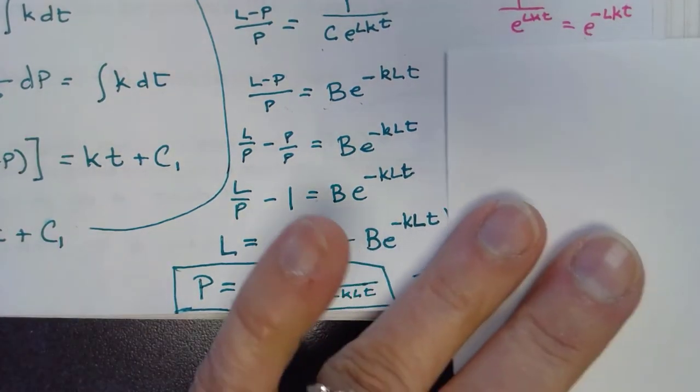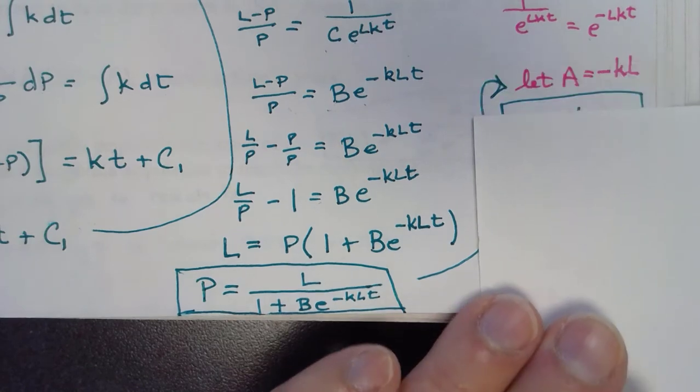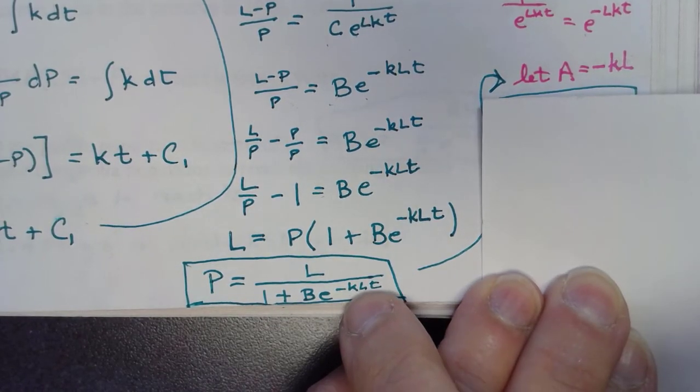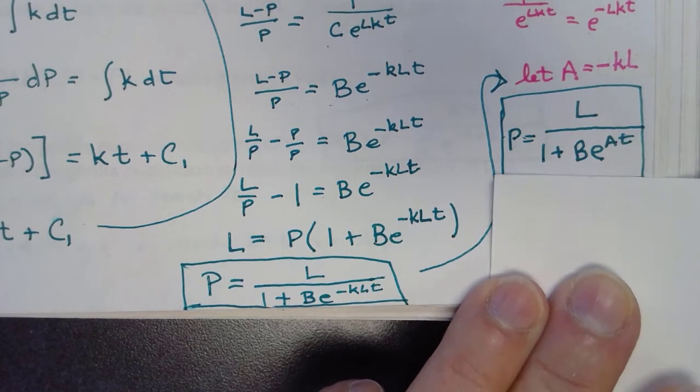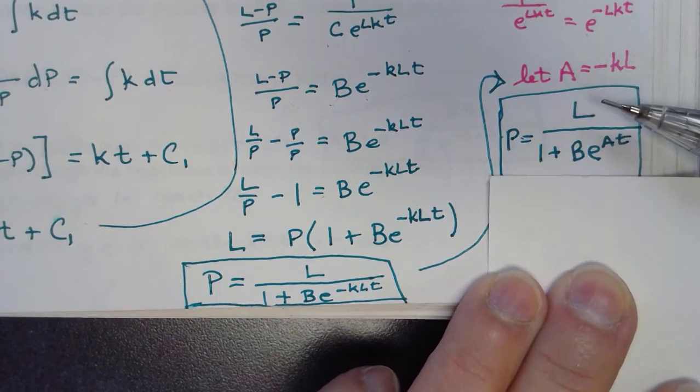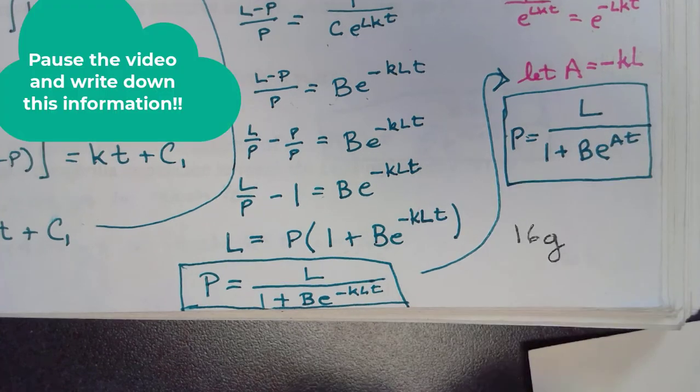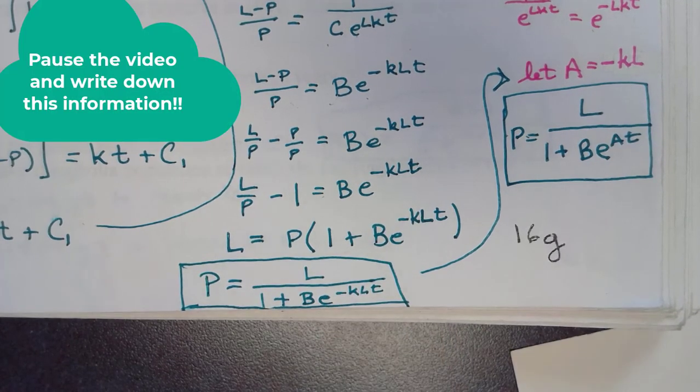Now we're going to introduce another variable. A is going to equal negative K times L. So now I get P equals L over 1 plus B e to the AT. Could you have left it like this? Sure. And you're going to see several different versions.